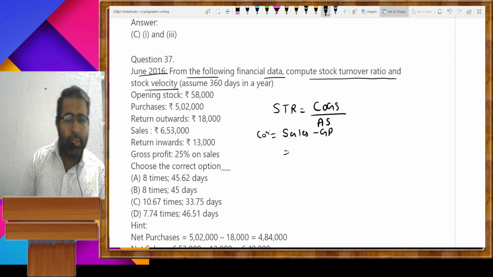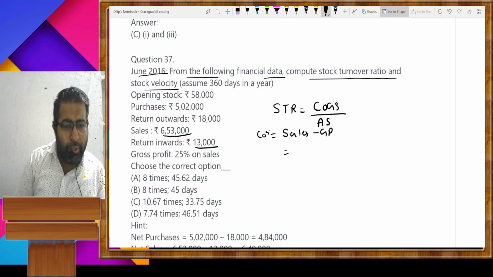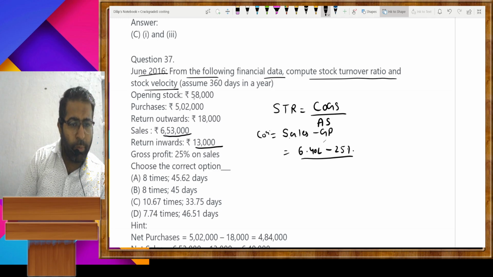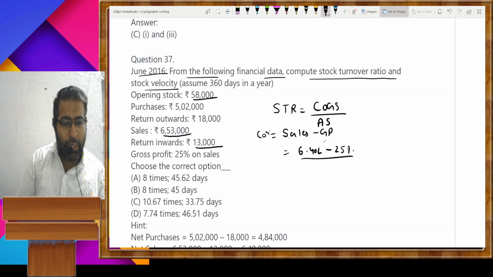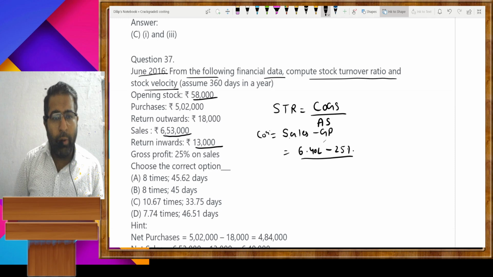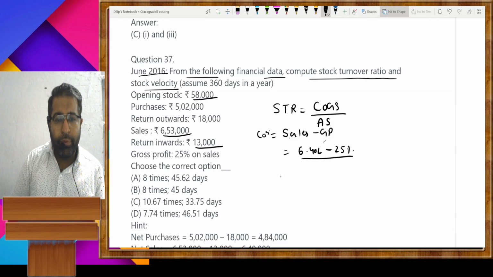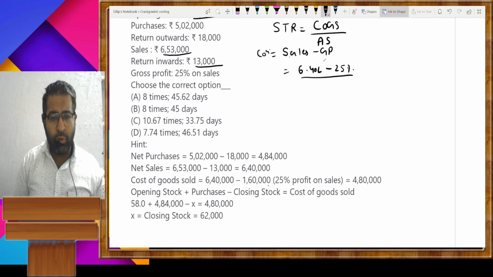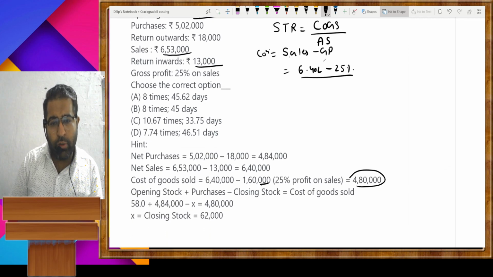So sales is given: 6,53,000, and return is 13,000. The total sales is 6,40,000, minus 25%. Average stock: opening stock is given, but closing stock is not given, so you have to calculate closing stock. So 6,40,000 minus 25% is 4,80,000. It is the cost of goods sold.